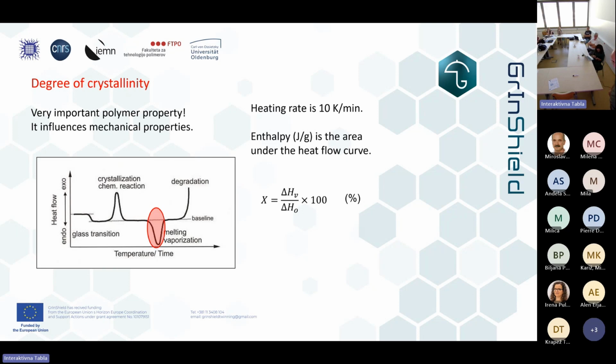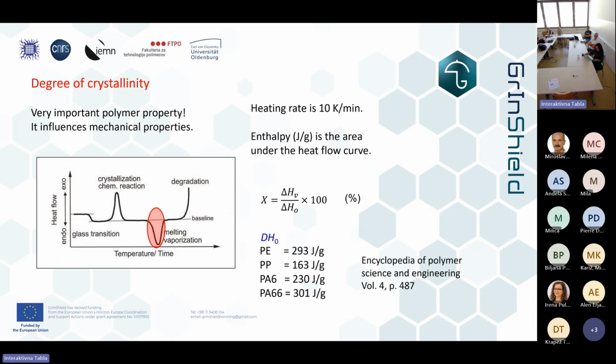However, we need here this H0. H0 is usually a calculated value for a perfect crystal. As I said yesterday, there is no such thing as a perfect crystal in polymers. We can come very close to this perfection, but usually not. So we have some values, and we put this value into the equation, and we calculate the degree of crystallinity. Those data can be found, for example, I took them from the Encyclopedia of Polymer Science and Engineering. Sometimes they are also published in articles.